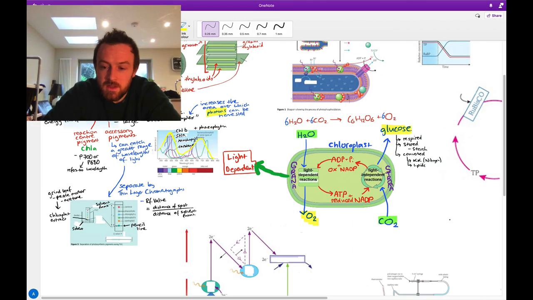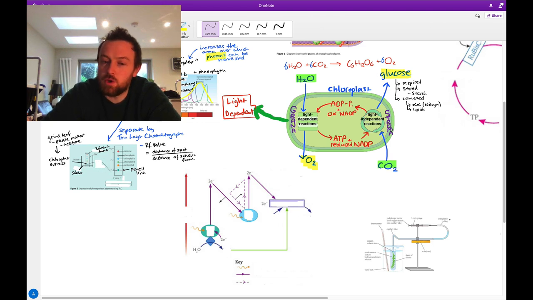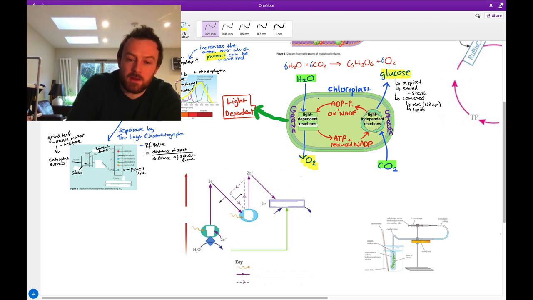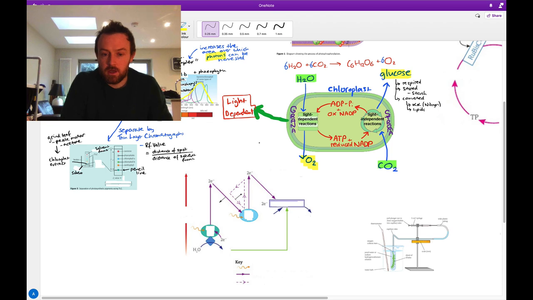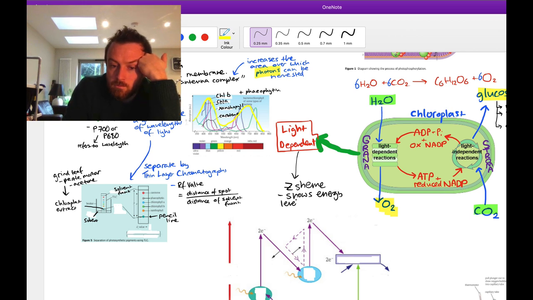Okay, so the next thing we're going to talk about is the light-dependent reaction. And there's two ways of viewing that light-dependent reaction. So the first way, the diagram is sometimes called the Z scheme. And it basically shows the energy level of electrons.